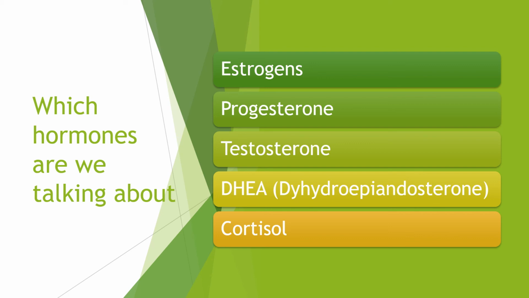There are 5 steroid hormones that come to mind when we think about hormones: progesterone, estrogen, testosterone, dihydroepiandrosterone or DHEA, and cortisol. This talk is going to focus primarily on the role of estrogen and progesterone in women's monthly cycle, looking at how things change as hormone levels shift over the lifespan.